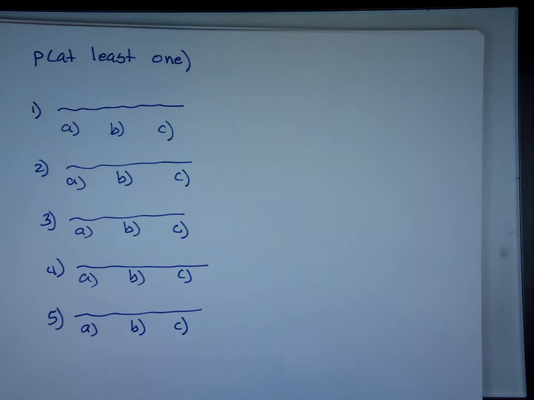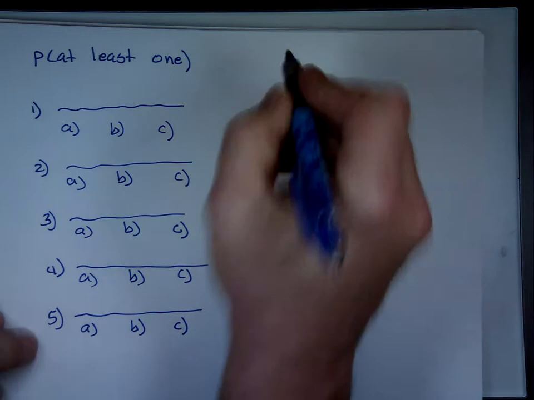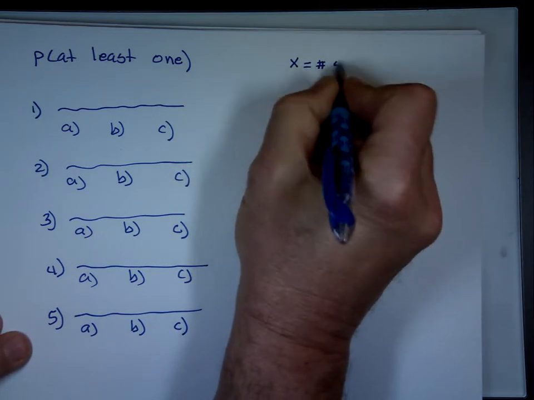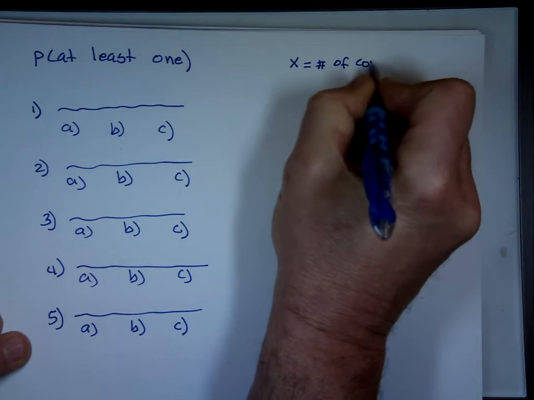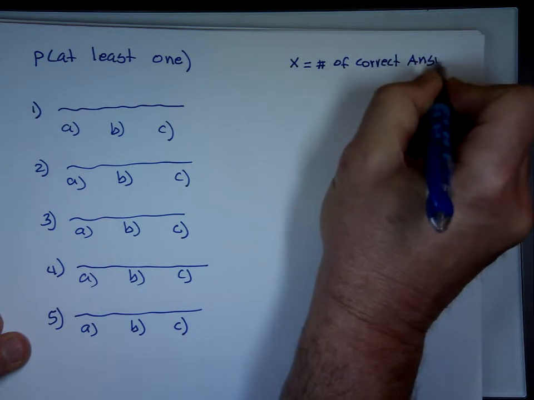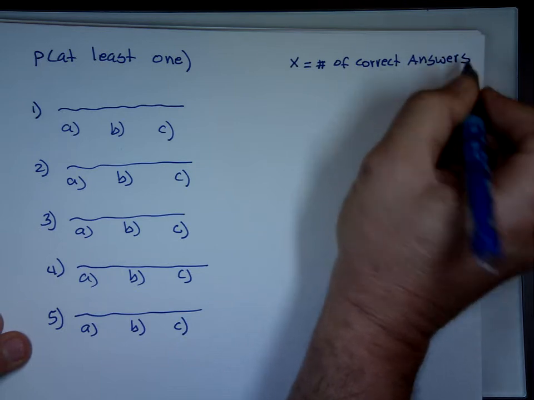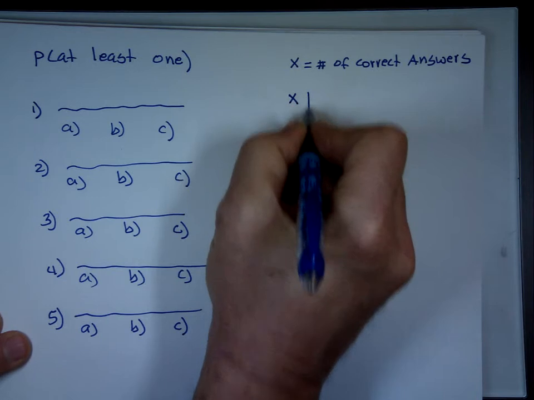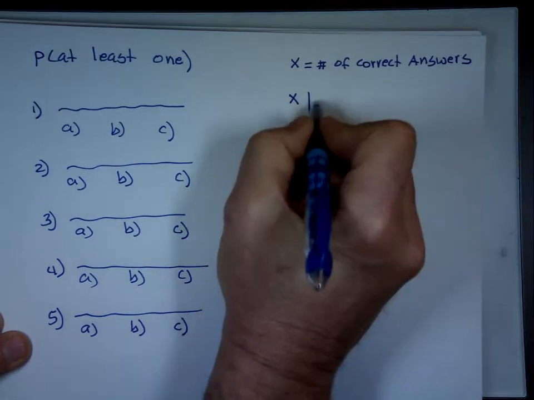Now you have 5 answers. Now X is the number of correct answers on this test. Number of correct answers. So I'm going to make what we call a probability distribution table.